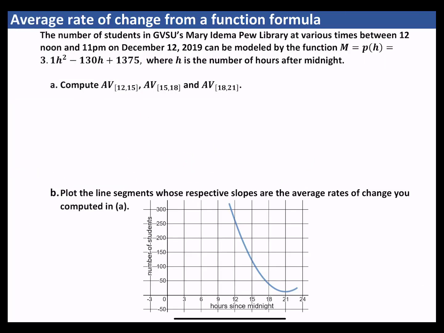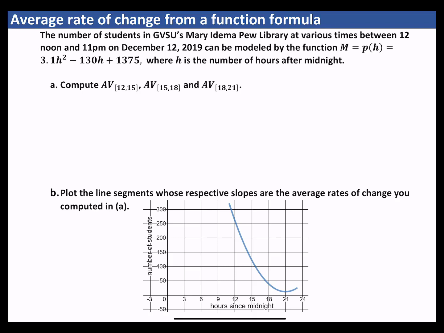So we saw the situation before with the table of values, and now we're going to look at the situation defined by a function. The number of students in GVSU's Mary Idema Pugh Library at various times between 12 noon and 11 p.m. on December 12, 2019 can be modeled by the function m equals p of h equals 3.1 h squared minus 130 h plus 1,375, where h is the number of hours after midnight.